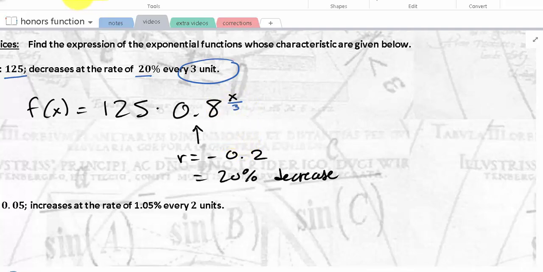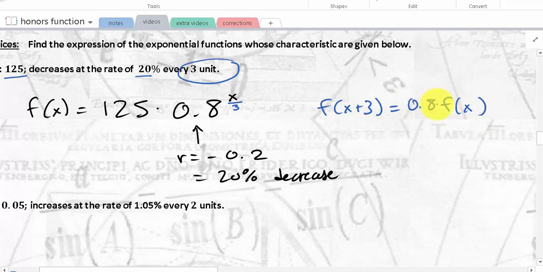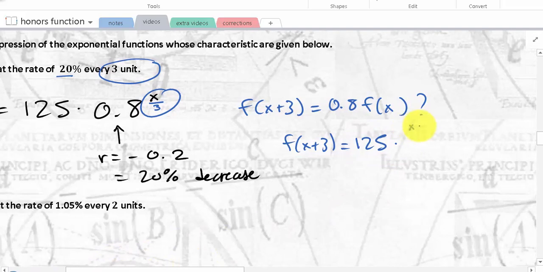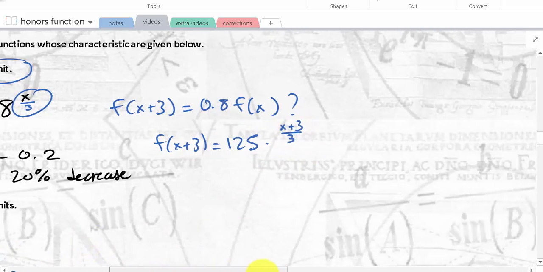Why does it work this way? Here's the proof of it. f of x plus 3 has to be the same as 80% of f of x, right? This is a 20% decrease of f of x. Let's check that this is true. Do we have this? If I do this, absolutely. Look, f of x plus 3 is equal to 125 times what? Times x plus 3 divided by 3, right? Okay, so what is that?